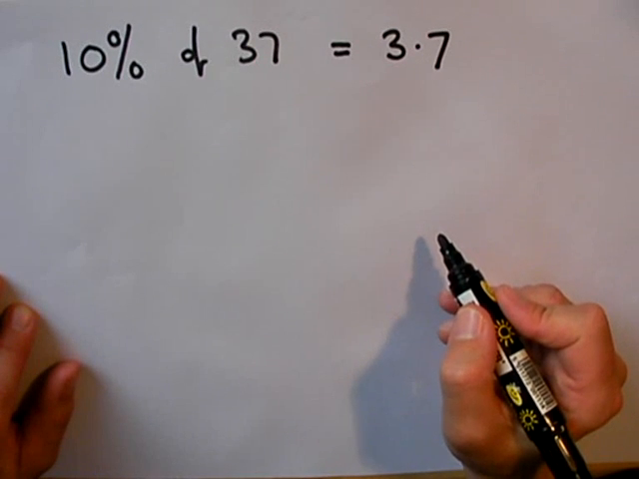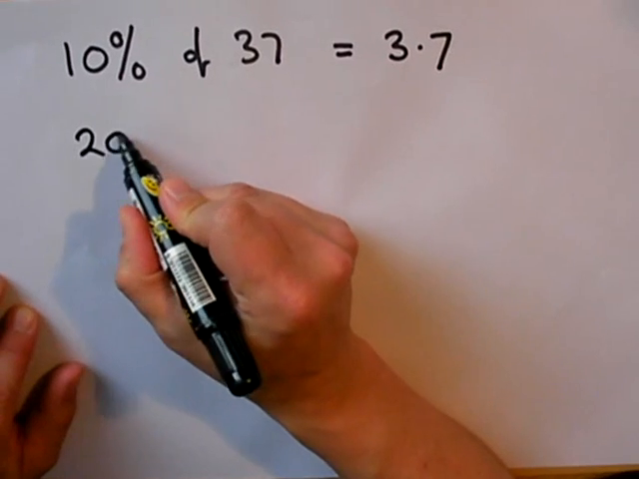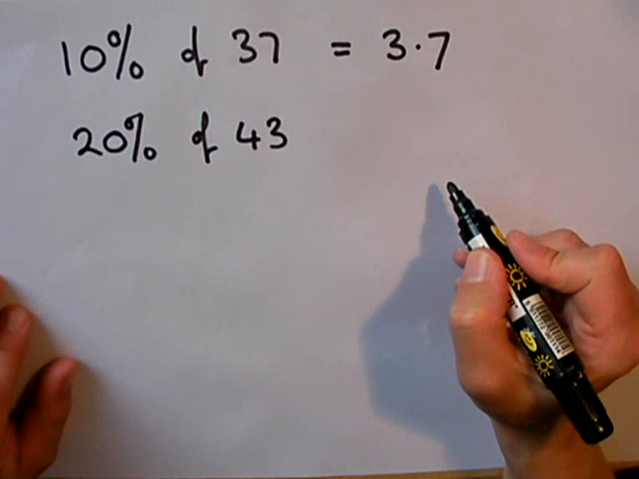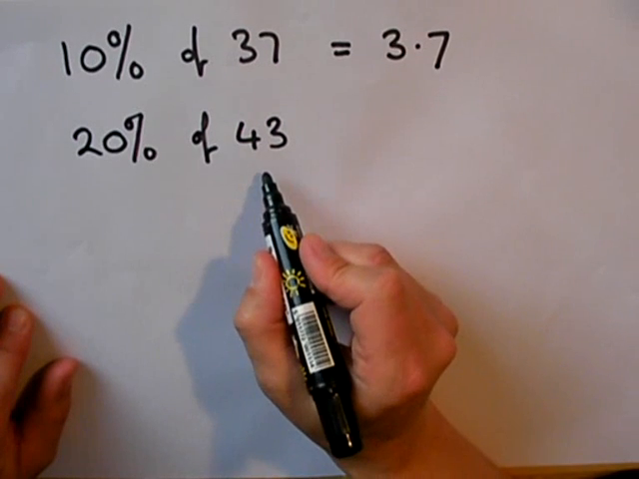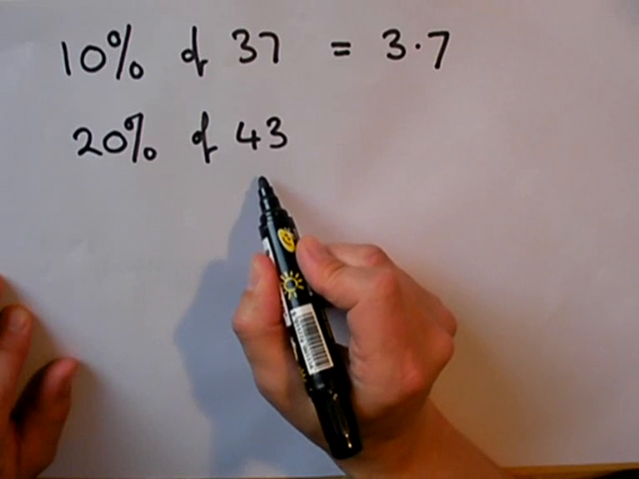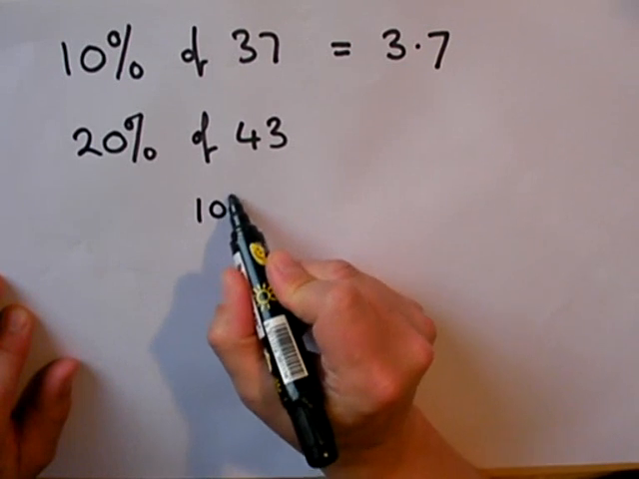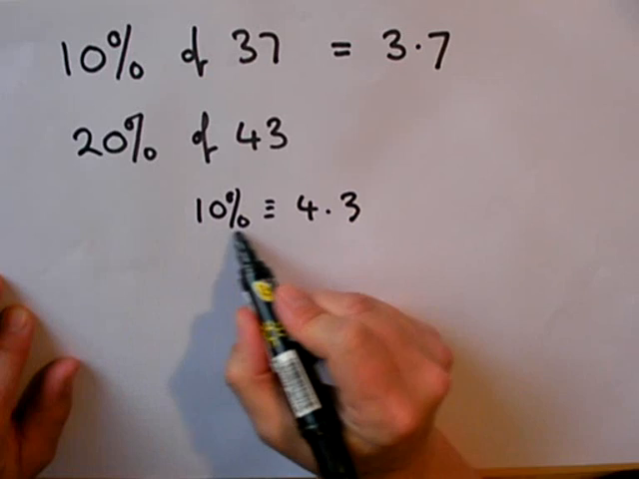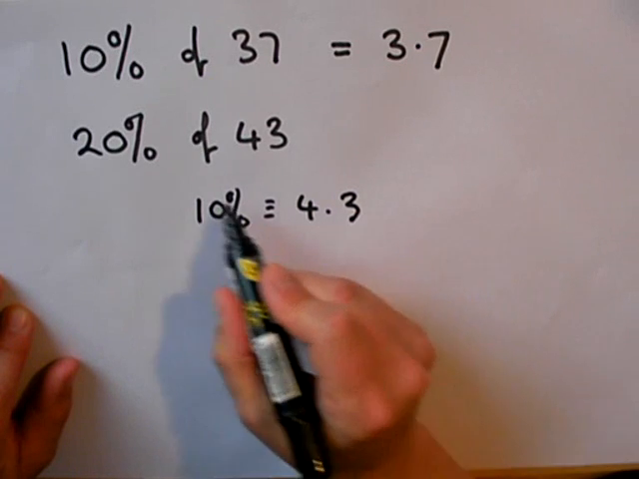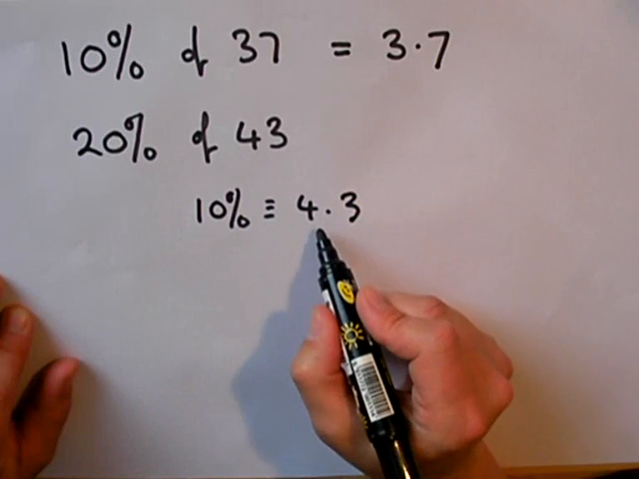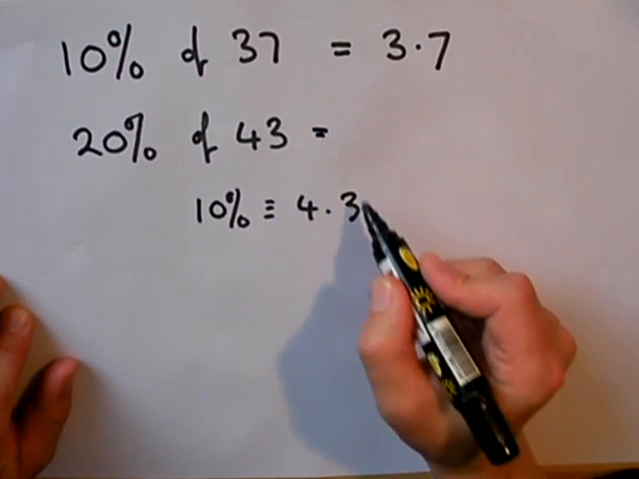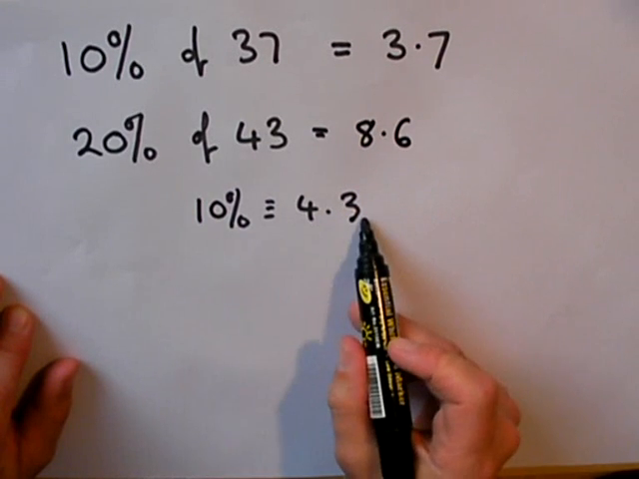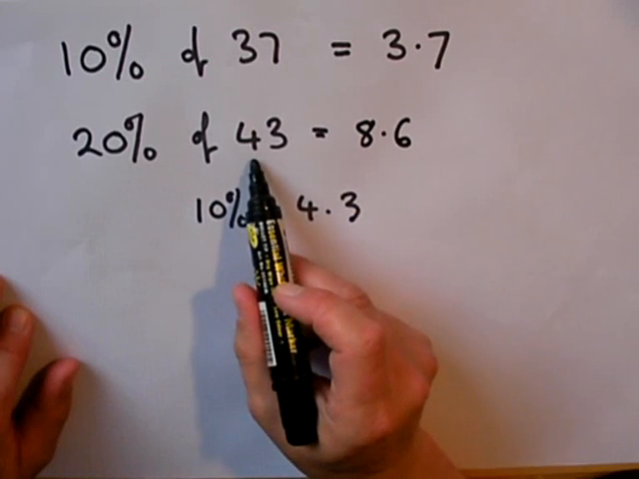But if I'm asked to work out something like 20%, I could think of it as 10% first and then work out 20%. Now remember, 10% of 43, I divide by 10. 10% is the same as 4.3. So if I think about 10% as 4.3, then 20% is going to be twice as much. So 20% of 43 is 8.6. I worked out 10% first and then used that to work out what I needed to know.